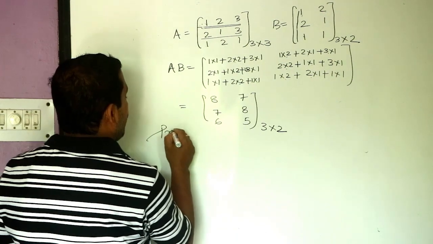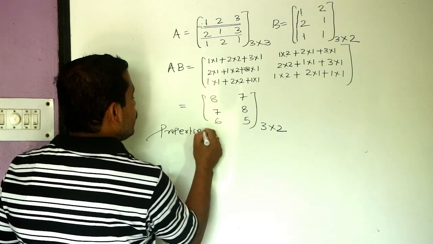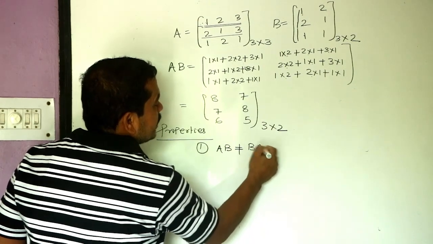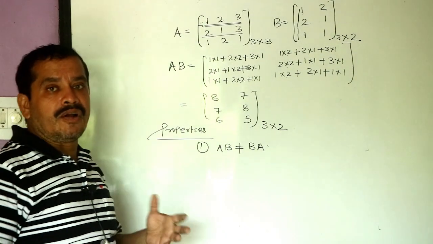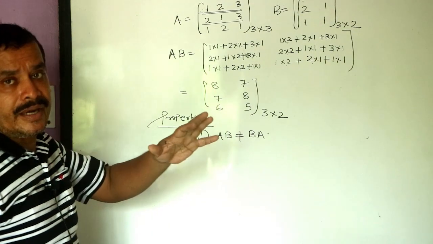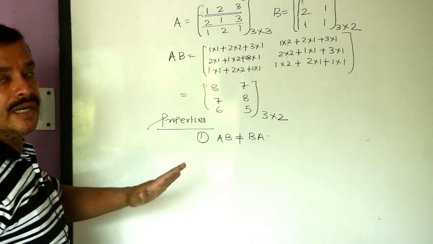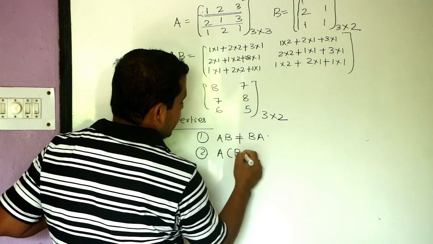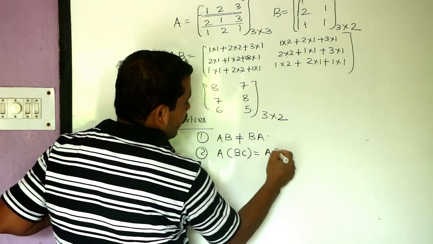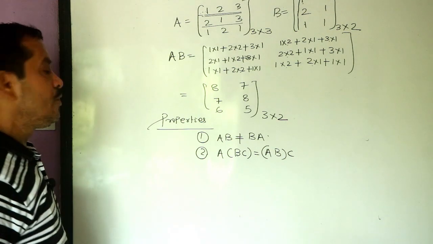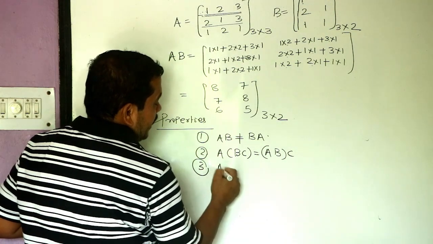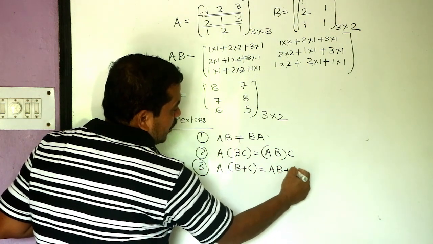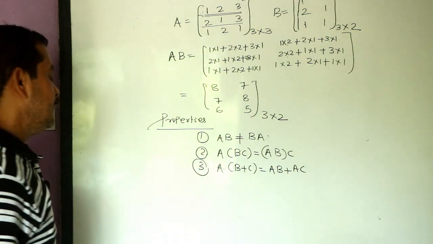And there are fundamental properties. First, matrix multiplication is not commutative in general. That means AB is not equal to BA in general. In particular cases they may be equal, but in general AB is not equal to BA. Number 2, matrix multiplication is associative: A into BC equals AB into C. Next, matrix multiplication is distributive over addition: A into (B plus C) equals AB plus AC.